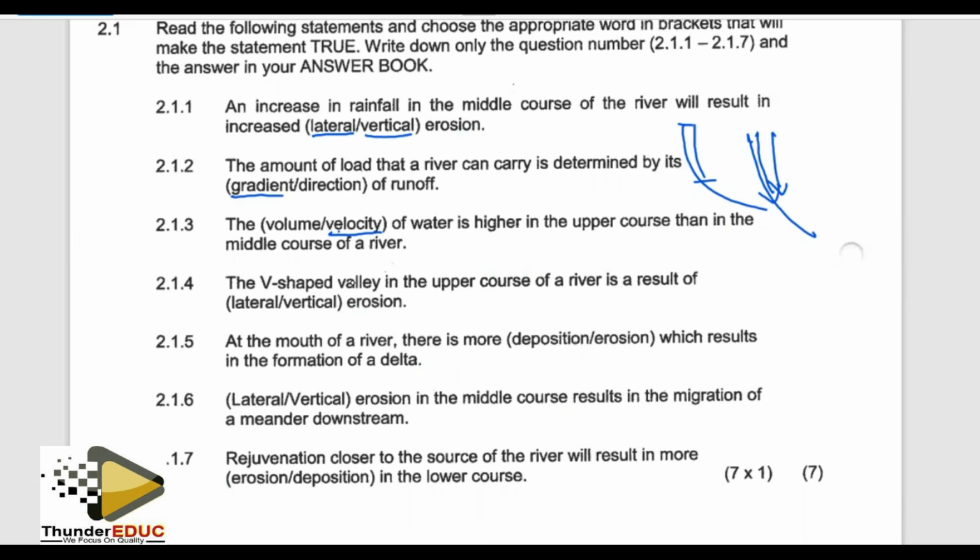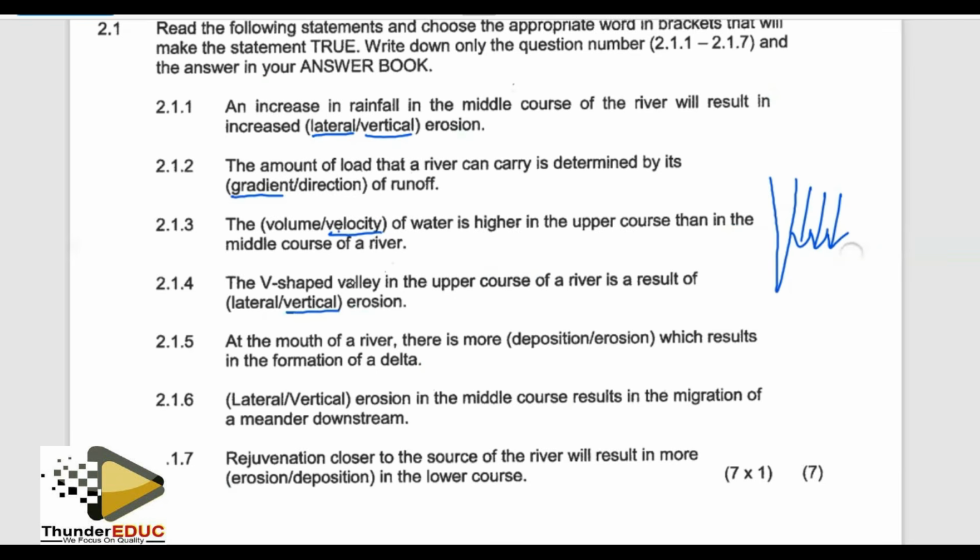2.1.4, the V-shaped valley in the upper course of a river is a result of vertical erosion, because when they say the V shape, they are referring to this. See, and this is caused when the river is eroding downwards. When it goes vertically downwards, it results in the V shape. That's why we say that it will be due to vertical erosion.